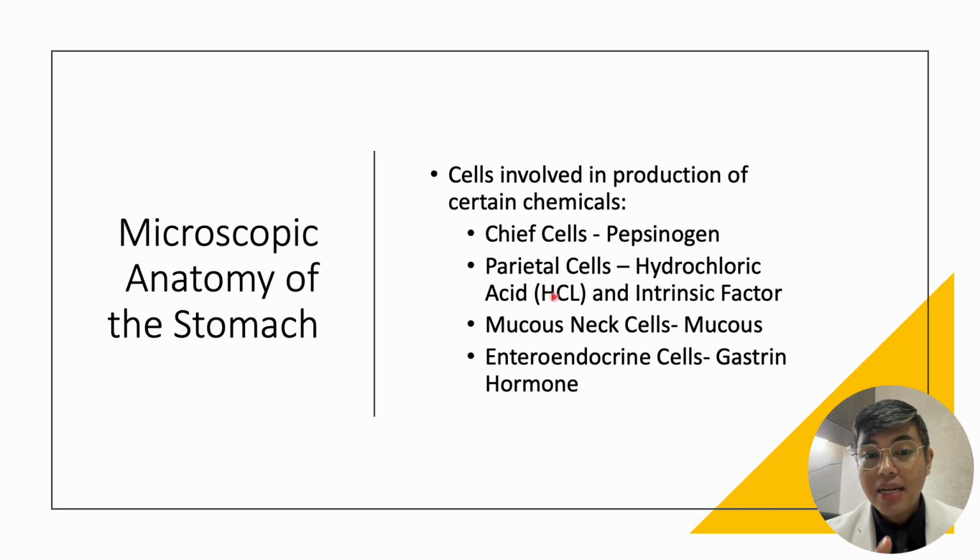Your hydrochloric acid will be in contact with pepsinogen so that it can produce pepsin. This is the end product. Okay? At the same time, your gastrin will also be in contact with your mucous neck cells so that it can produce your mucus. Mucus ang magpo-protect sa lining ng mucosa ng stomach para hindi siya malusaw ng iyong hydrochloric acid.